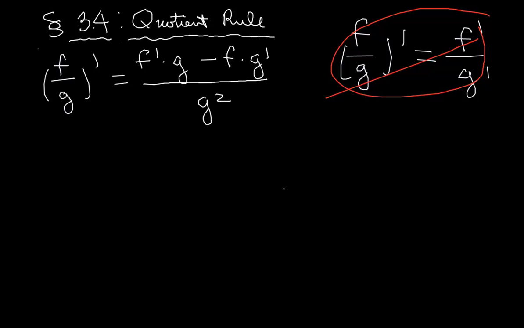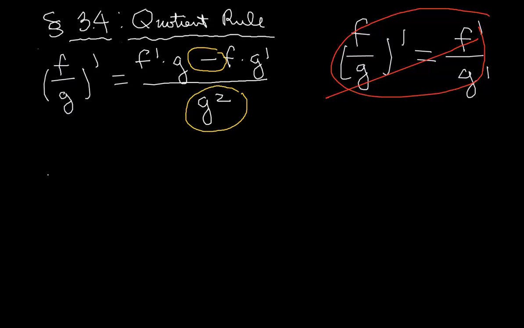And what you'll notice, if you're already familiar with the product rule, is that the top looks exactly like the product rule, except that there's a minus instead of a plus. So be careful with that minus sign. And then, of course, you just have to divide by g squared. That's really the only difference between the product rule and the quotient rule. That's one way of remembering it.